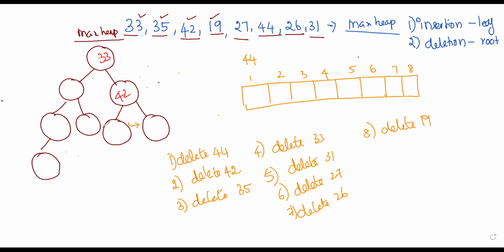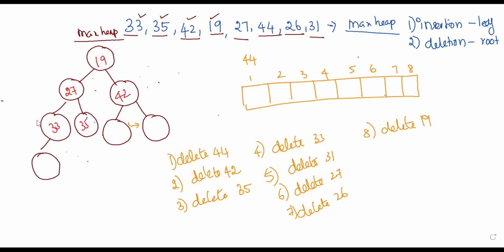33 comes here, 19. Again swap. 19 and this is 35. Okay, next is 27. Put here. It is smaller than its parent, so swap. 27 here, it is 35. So don't think that I'm doing it faster. I'm just using min heap to put the values.